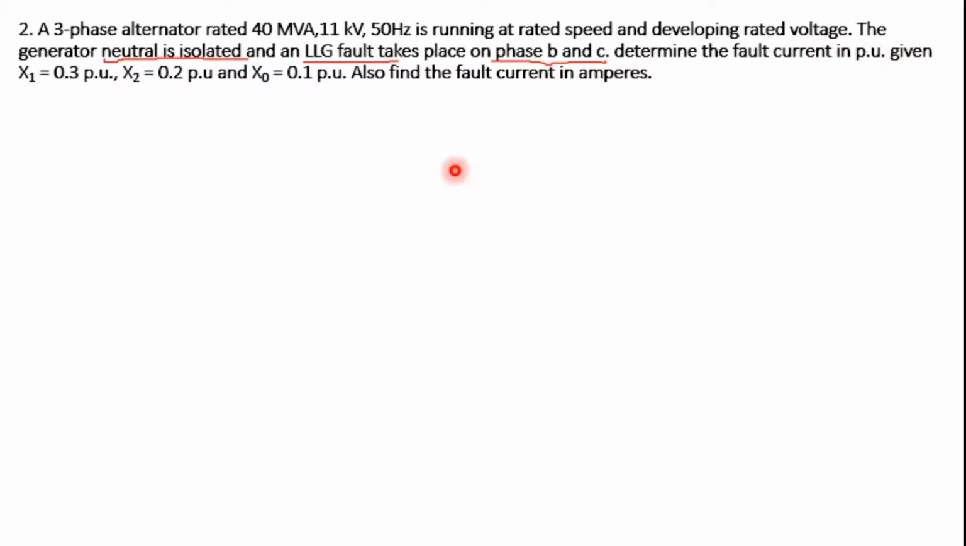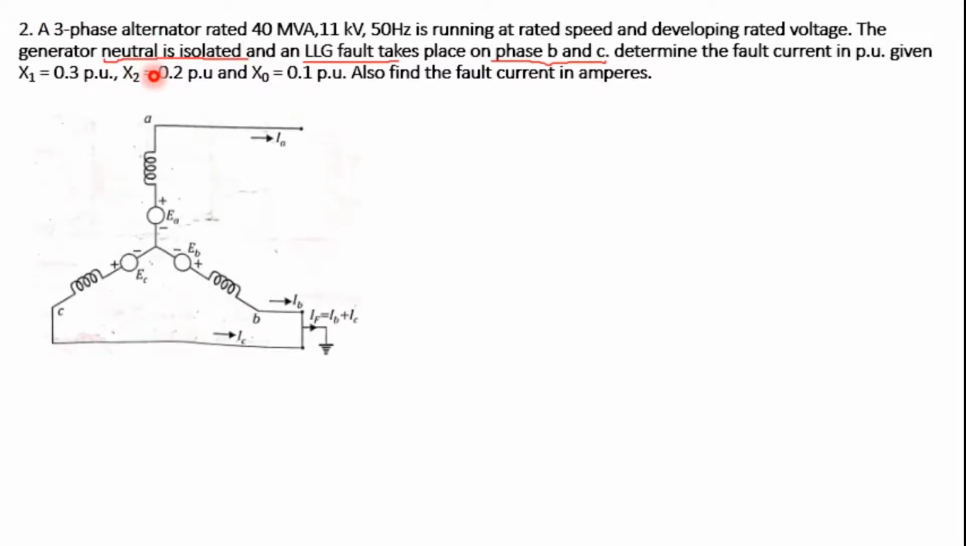Given the data: X1 is 0.3, X2 is 0.2, X0 is 0.1. Also find the fault current in amperes, so we need to calculate the absolute value as well. What kind of fault is it? Double line to ground fault. This is X1, X2 and X0, and the neutral is isolated. This is important: the neutral is isolated. Based on this, this is the diagram. So there is a double line to ground fault. Let us solve this.